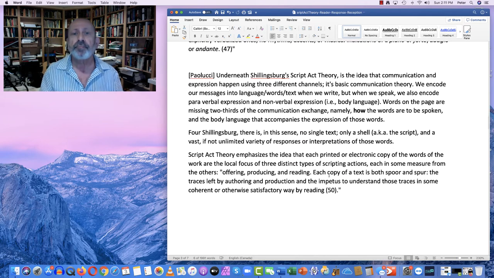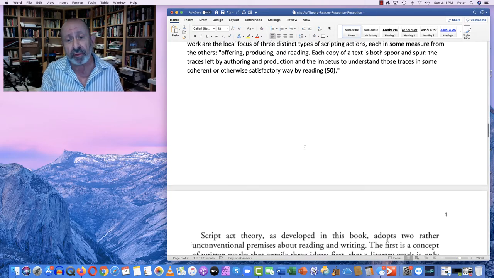All right. So communication happens, and this is my enhancement of Schillingsburg. So communication happens normally from person to person using three different channels. In written, it's only the words on the page and the language. But there's two other methods. Those other methods are body language and expression, which are paraverbal tonalities that go along with it. And so these other dimensions of interpretation become very, very important. And from one text to the next, they're going to make a big difference.